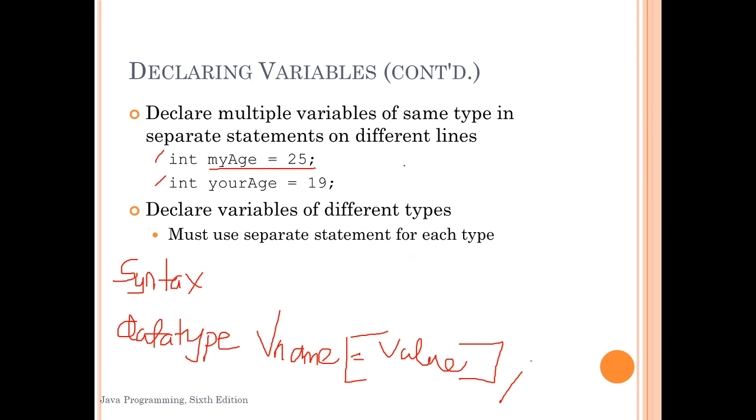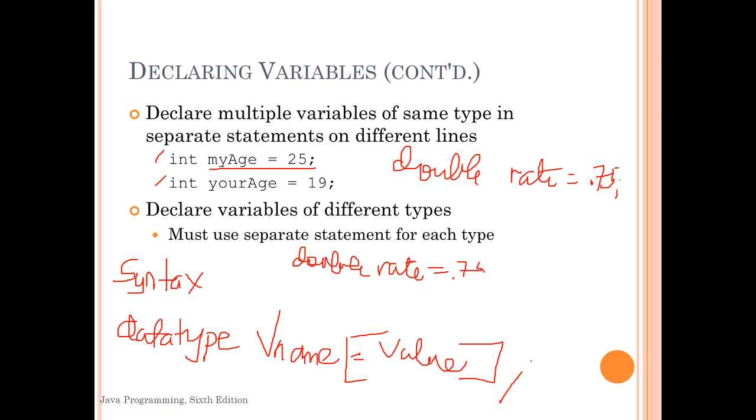Halimbawa, int, tapos nag-declare kayo ng double. Tapos halimbawa, double rate is equal to 0.75. Terminate. Now, pwede naman na isang line of code lang, naka-declare na yung variable ninyo. Kung lalagyan nyo siya ng value, let's say, double rate is equal to 0.75.